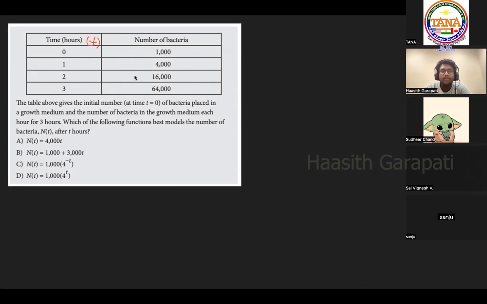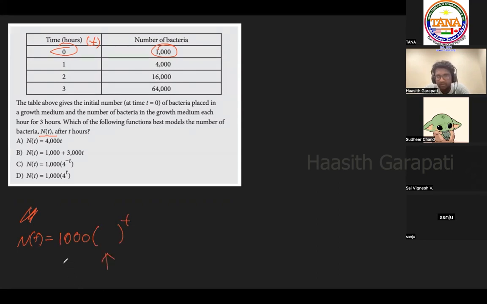Okay, so what's your starting value? At time 0, remember the starting value is always the value when X, or in this case, excuse me, T is equal to 0. And at 0, that value is 1,000. So let's start this off. Actually, let's use N function of T because that's what they want us to use. N function of T is equal to 1,000 times, okay, let's put T up here because that's simply the change, right?